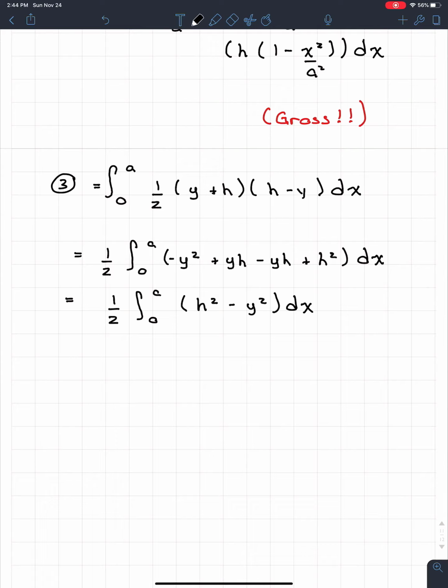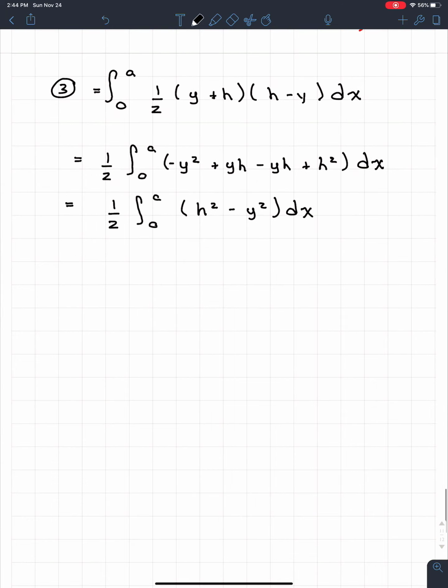So this integral is much more manageable, but it's still y, and we're integrating with respect to x. So now we can come down and do our substitution. So this is equal to 1/2 the integral from 0 to a of h squared minus, and then we're going to substitute our x. So we're going to have h over a squared x squared, and then all this is squared times dx. So now we have everything in terms of x.